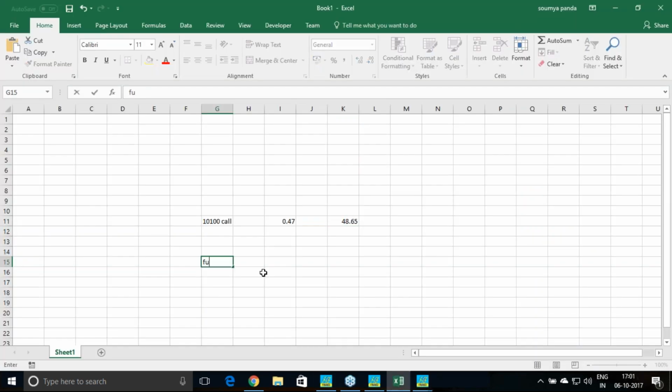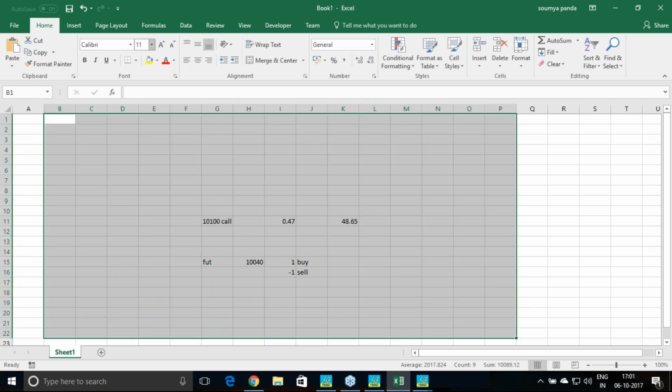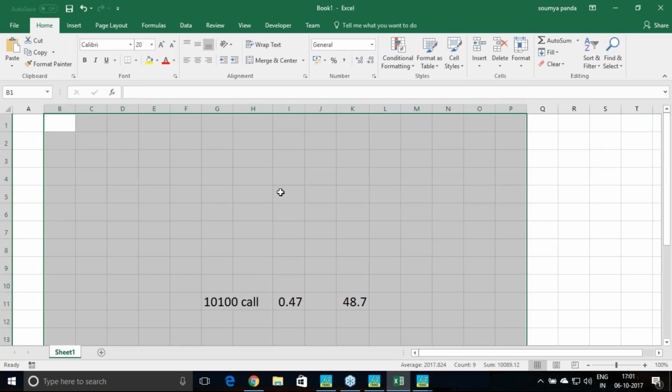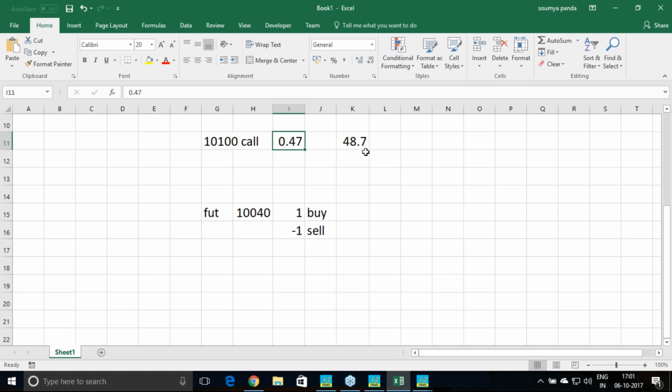So the future has given me a breakout at 10,040, and it has a delta of 1. If I buy future, it is 1. If I sell future, it should be minus 1. So this is for future buy, and this is for future sell. So if I buy or sell the future, this is how the delta picture will be. Currently it is at 0.47.